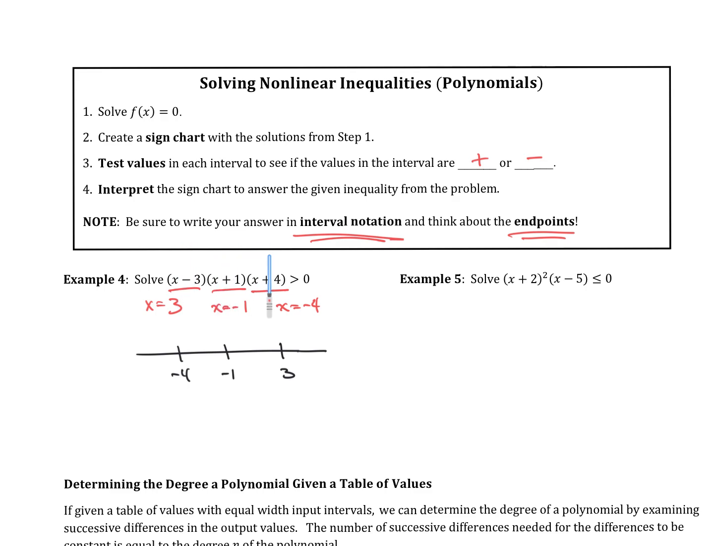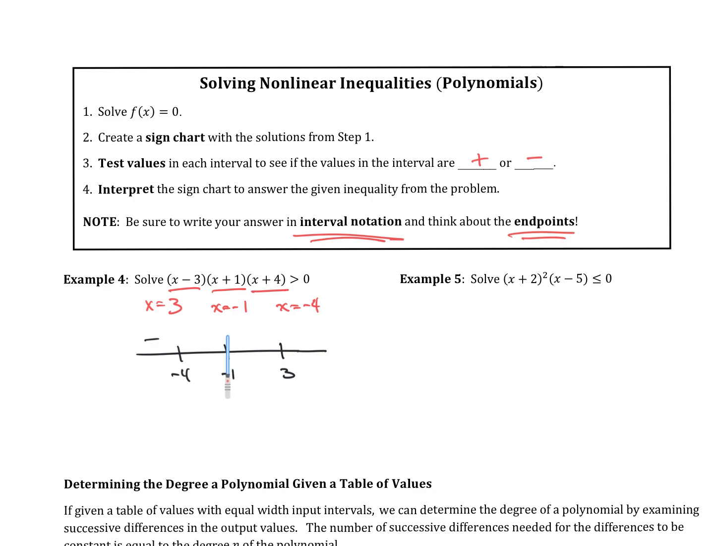Negative. This would be what? Negative. So I have a negative times a negative times a negative. What's a negative times a negative times a negative? A negative. So everything left of -4 is negative. We're going to do it again. So now pick something on the interval -4 to -1.